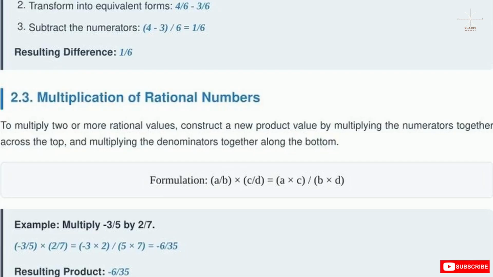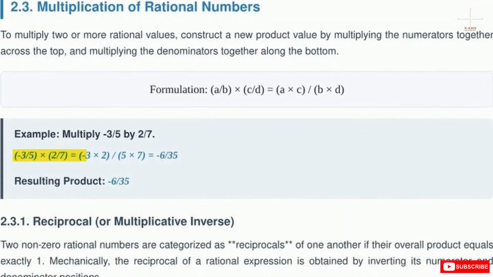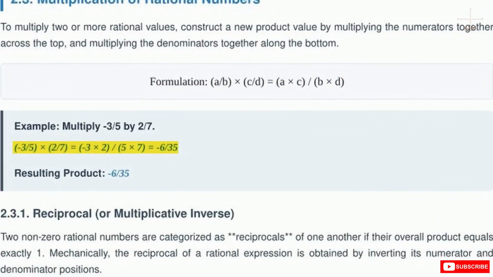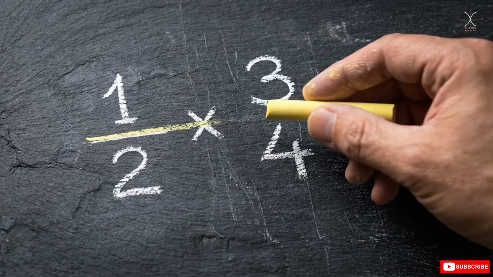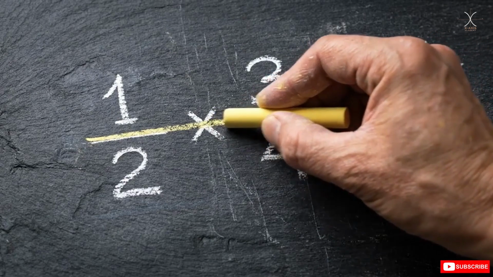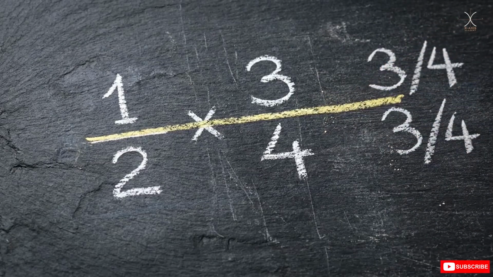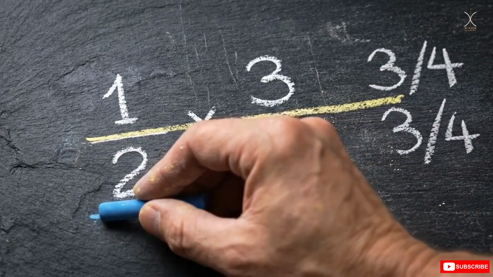Multiplying rational values requires a straight-across method, multiplying numerators across the top and denominators along the bottom. For example, -3/5 times 2/7 directly multiplies to a product of -6/35. Because multiplication treats numerators and denominators as completely independent tracks, it is the most direct arithmetic operation to execute.